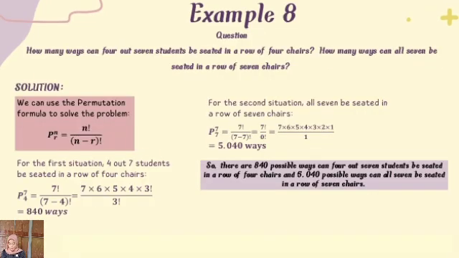Next is example 8, with the question: how many ways can 4 out of 7 students be seated in a row of 4 chairs? How many ways can all 7 be seated in a row of 7 chairs? With the solution, we can use the permutation formula to solve the problem. So the permutation of n choose r equals n factorial over (n minus r) factorial.